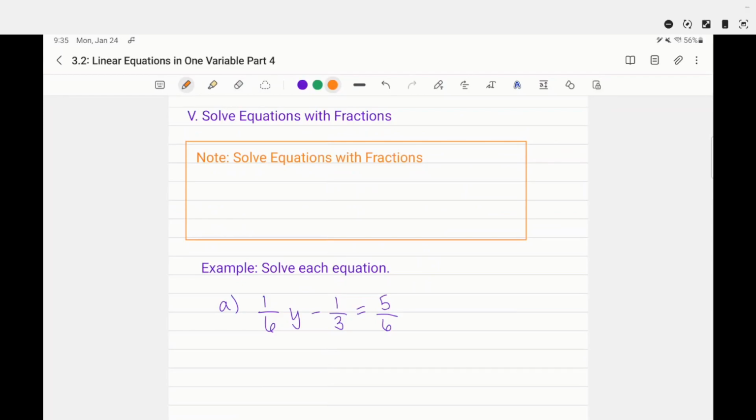Hello, today is part 4 of 3.2 linear equations in one variable. Today we're going to talk about solving equations with fractions, which we have done a little bit. We're just going to do a lot more examples today.